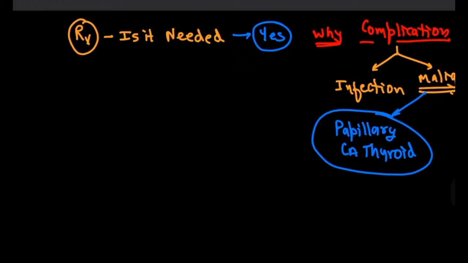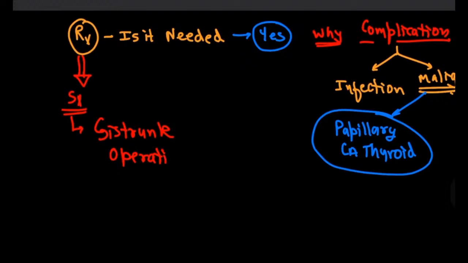And if you want to treat it, what is the name of the surgery? You have to go in for a surgery. What is the name of the surgery? It is a Sistrunk operation. You need to go in for a Sistrunk operation.